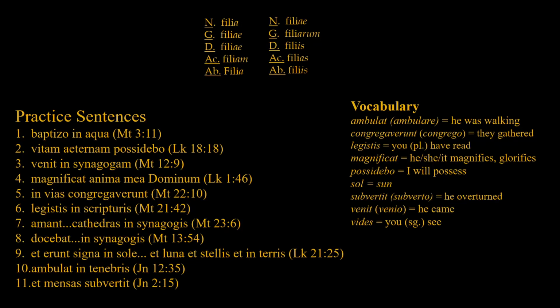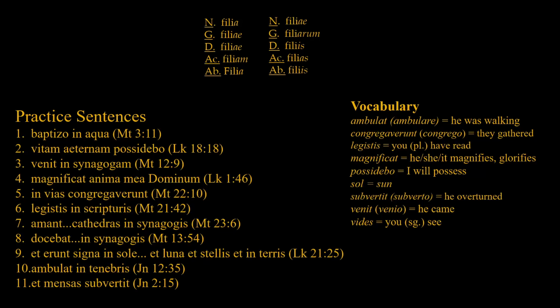Magnificat, from magnificare, to glorify, to magnify. In this case, the third person singular, he, she, or it, magnifies. Anima mea. So anima, soul, mea, my soul magnifies Dominum, the Lord. Anima, soul, magnificat: he, she, it magnifies or glorifies. Well, what does? Well, the anima. My soul magnifies Dominum, the Lord. So anima there is in the nominative case.